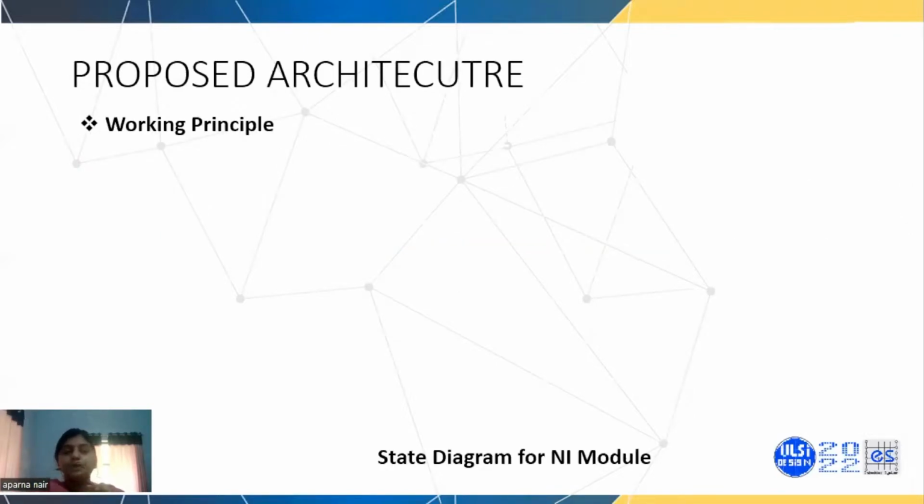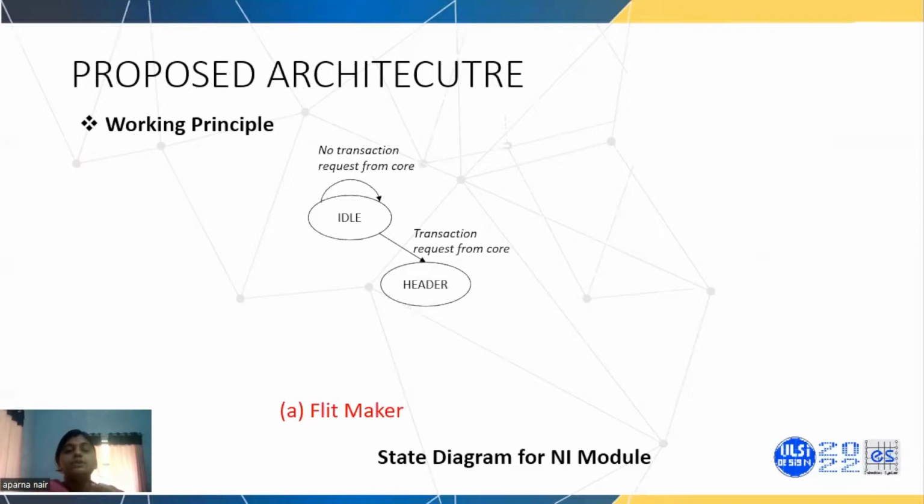The working principle of our proposed architecture will be explained here. We have implemented our FLIT maker and packet maker modules in the form of a state machine. To start with, the FLIT maker module. Until a transaction request is received from the core, the FLIT maker module remains in the idle state. Whenever a transaction request is received, either in the form of a write request or a read request, it moves to the header state.